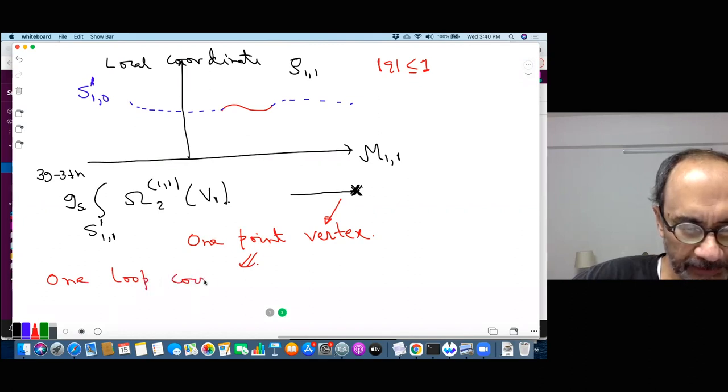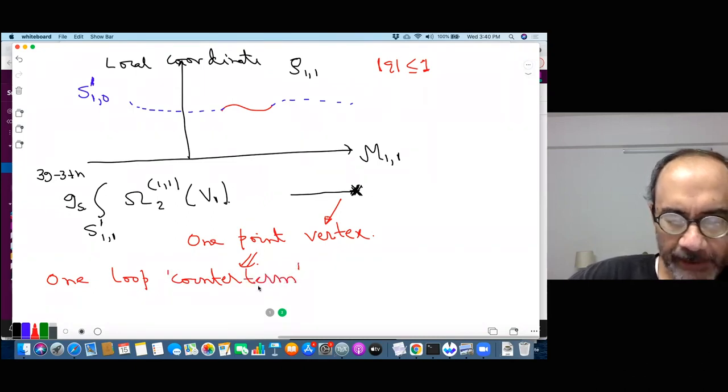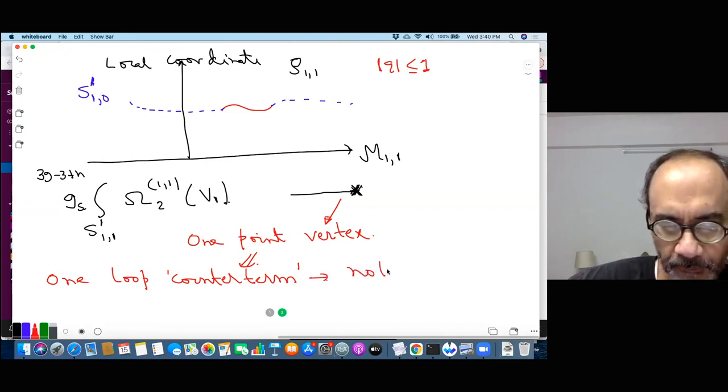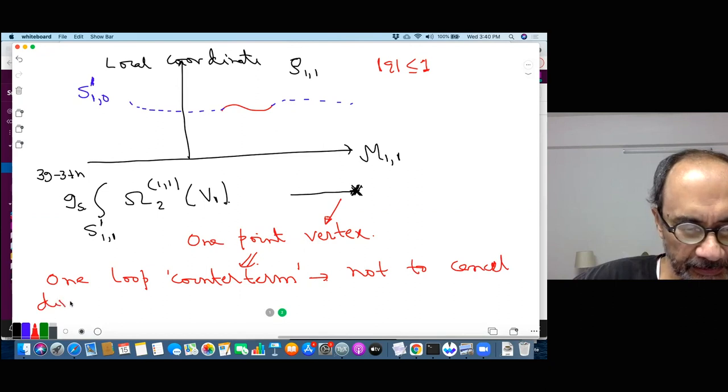Counter term is something that you are familiar with from quantum field theory. But normally in quantum field theory, the counter terms are added to remove divergences. Here, this has a quite different purpose. This is added not to cancel divergences, because it's finite, actually, but for gauge invariance.